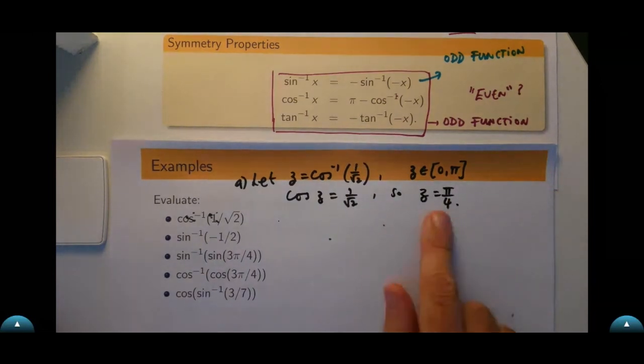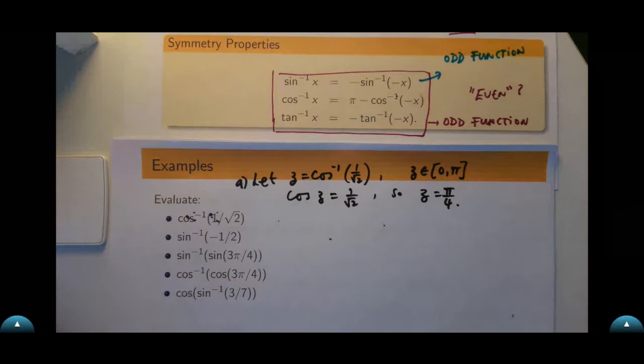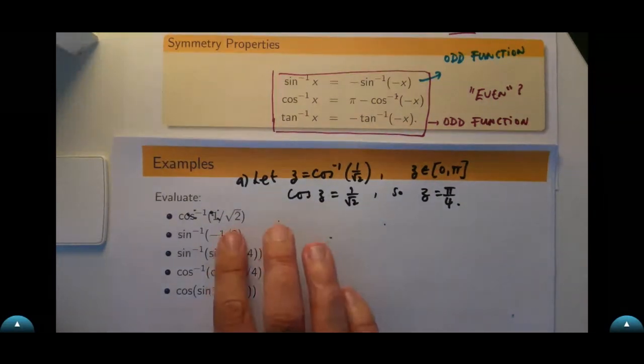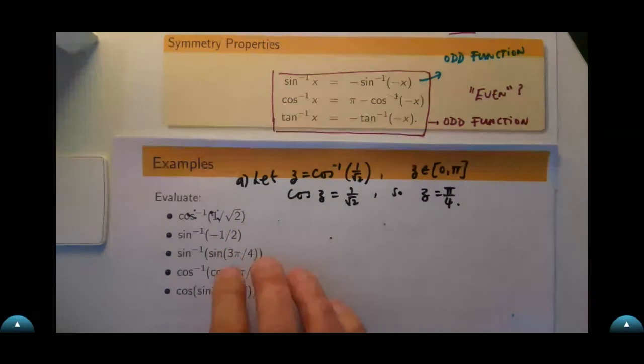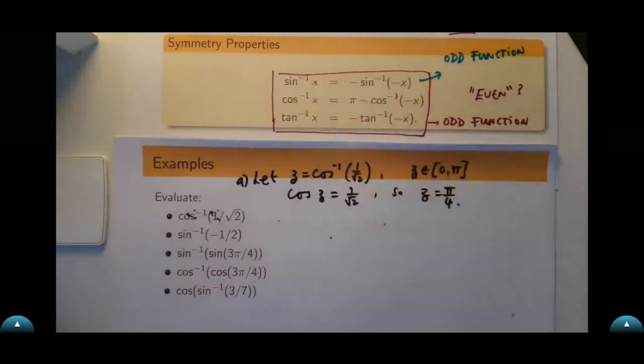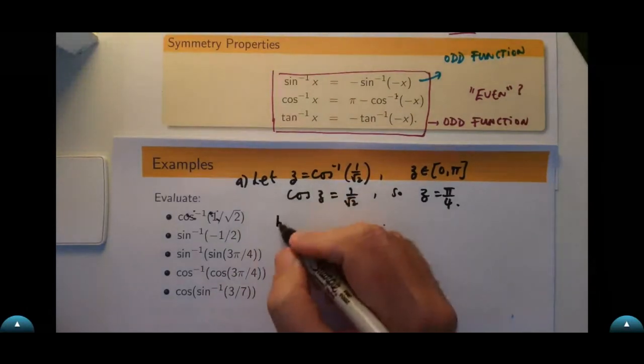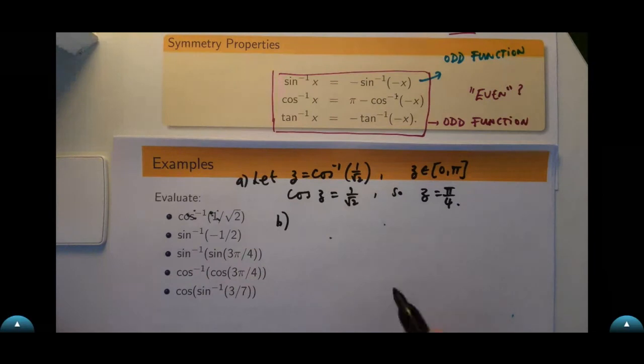Is z between 0 and pi? Yes, so it fits in there properly. So we're pretty happy with that. That's a pretty easy question, okay? But now it gets a little bit harder. We haven't used any of these things yet, but let's see what we can do. So that's a standard entry level one.